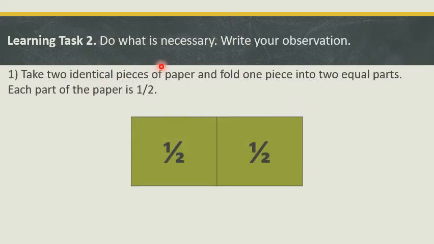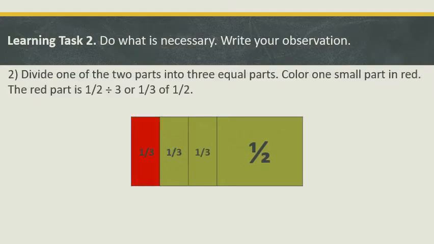So, learning task 2, do what is necessary. Write your observation. So, ito po ay nasa module natin. So, yung unang step, una daw natin gagawin, kukuha daw tayo ng dalawang papel. Then, yung isang papel daw, tutupiin natin sa dalawa. So, yan, tinupi natin. Assume natin na ito yung papel natin. Tinupi natin sa dalawa. So, bawat isang tupi na ito is 1/2. So, ito ay 1/2. Ito po ay 1/2. Then, ito yung tig 1/2 sila.